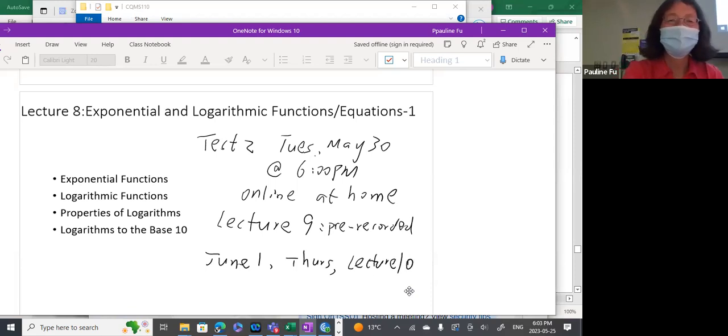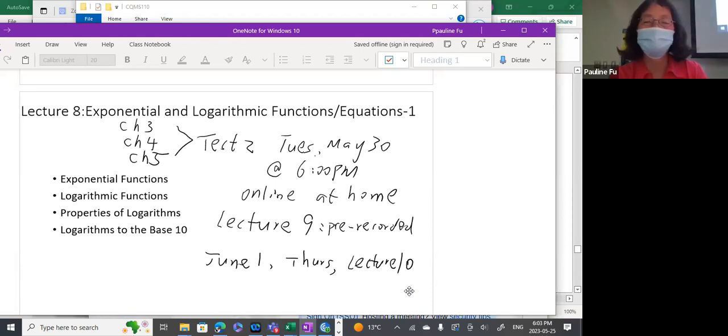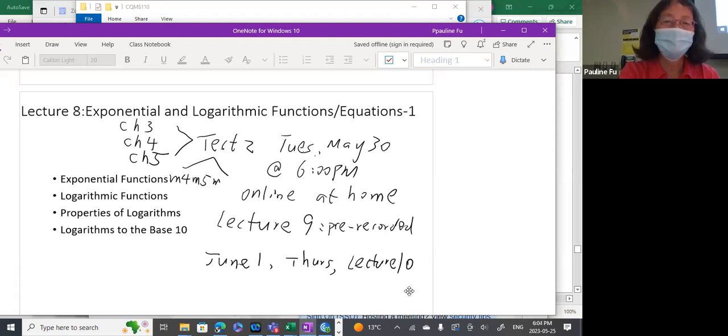Okay. And test two will cover chapter three, chapter four, chapter five in the textbook, or module four, module five, module six, module seven. So that is the coverage of test two. The format would be similar to test one. Most questions are multiple choice questions. They may have some questions filling in the blank, short answer, graph. Just very few questions, okay?